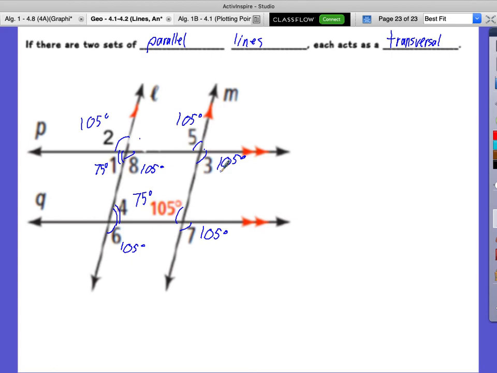Alright. Hey, I have this worksheet for you guys. It's a 4-1 to 4-2 worksheet.